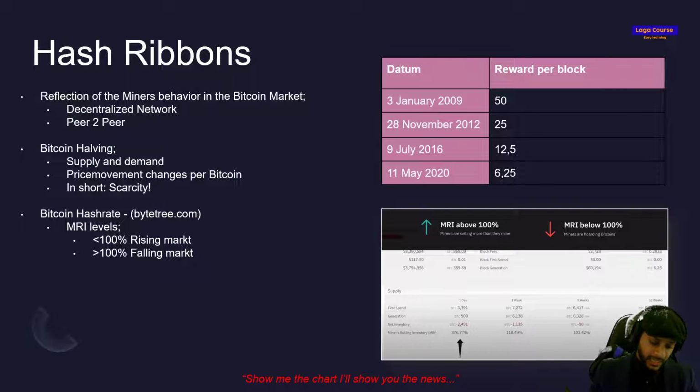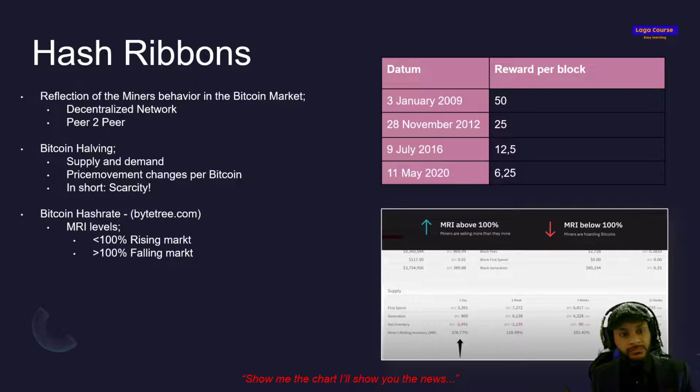So the hash ribbons, what is the hash ribbon? If you look at the Bitcoin network, we know that the Bitcoin network is decentralized, so it's being kept alive by the miners. And the hash ribbons indicate the behavior of the miners. If Bitcoin is being kept alive by the miners, it means that the miners are the ones who receive Bitcoin first. So if their behavior is going to be bearish, then the price is going to be bearish as well. We need to keep in mind how they behave and what impact it can have on the market, because they're a very important link in trading, especially trading Bitcoin.